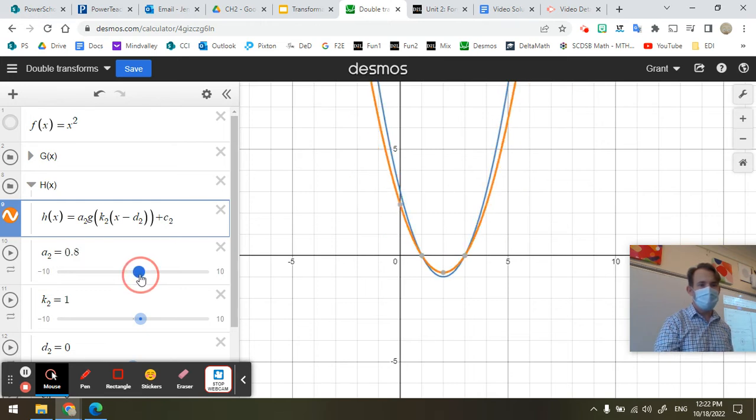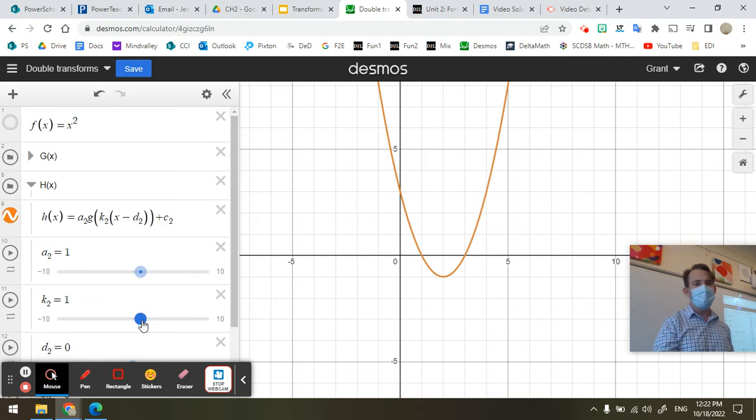Okay, notice that they're the same. Now let's let k play. Actually, I'm just going to move k. This is k getting big. See, as k gets big, everything gets squeezed towards the y-axis. Do you see the point that's not moving here? The y-intercept, yes.